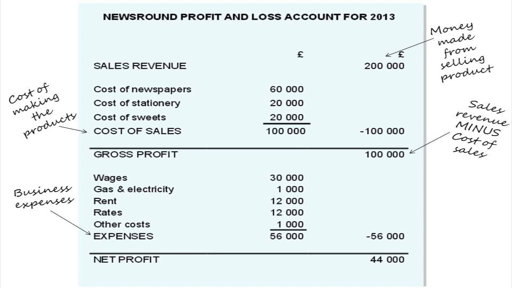Next, you have to work out total expenses, and these are other business costs that still have to be paid but not directly associated with production. When you take your business expenses away from your gross profit, you get net profit, which shows the overall profit for the business.